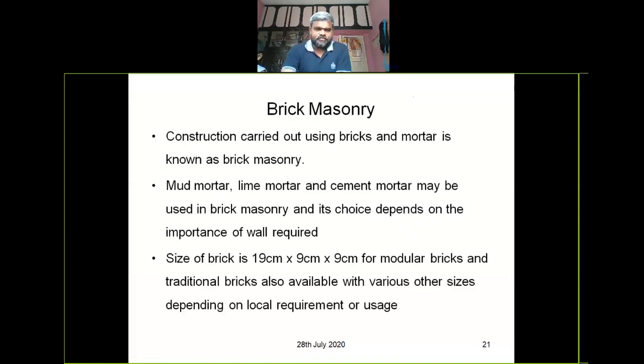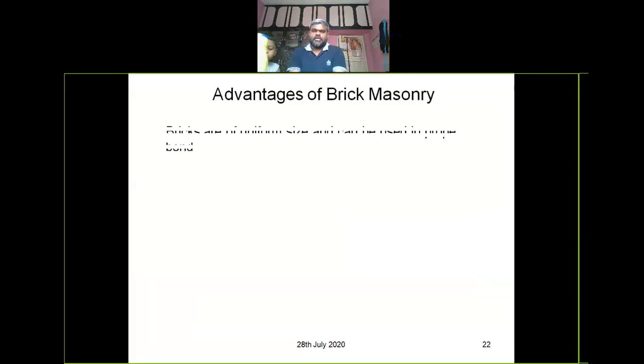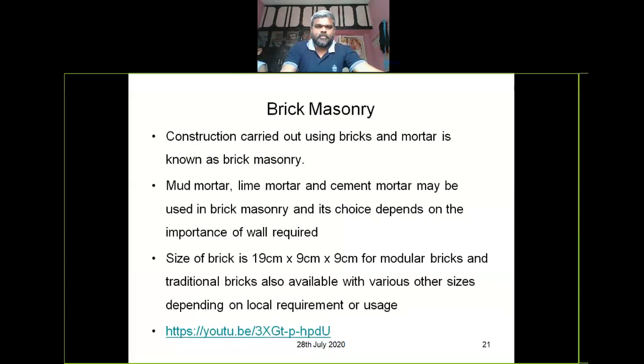Next is brick masonry. The construction carried out using bricks and mortar is called brick masonry, and mud mortar, lime mortar, or cement mortar may be used in brick masonry. Its choice depends on the importance of the wall required. The nominal size of a brick is 10 centimeter by 10 centimeter by 10 centimeter. Modular bricks, modern bricks and traditional bricks are also available in various other sizes depending on local requirements of usage.